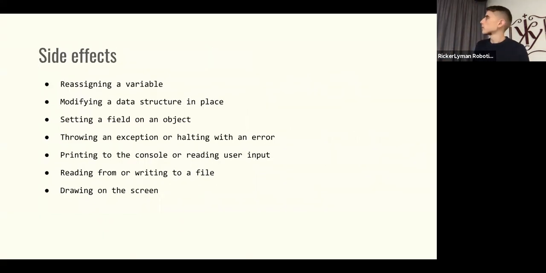So these are simple examples of side effects. Some of them are obvious, some of them may not be so obvious. For instance, throwing an exception is a side effect. Printing to the console, drawing on the screen, in these cases we are modifying something outside of our program.